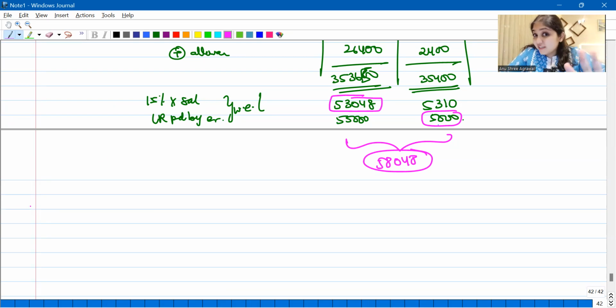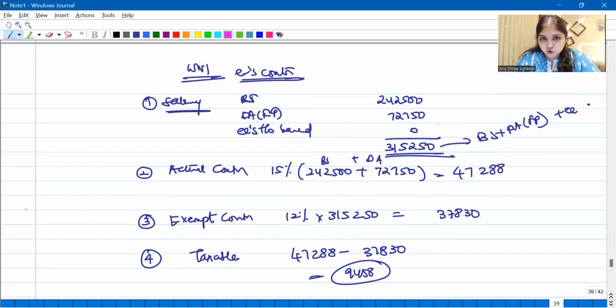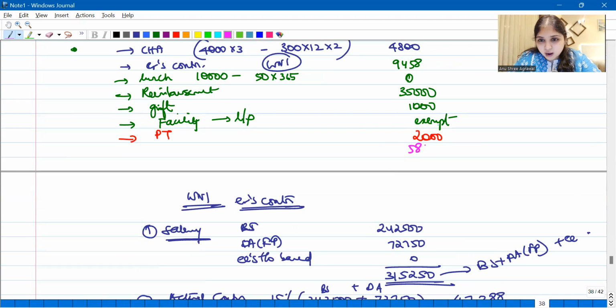Then here it is rent free. But don't you think there's a possibility that employer could have collected some small amount of rent from the employee? So had we collected rent from the employee, we would have subtracted it. If the employee was paying rent, we can't call it rent free anymore. There, what will we call it? We will call it accommodation at concessional rent. Here we don't have all that. So 58,048, this is going to be our RFA number, 58,048.